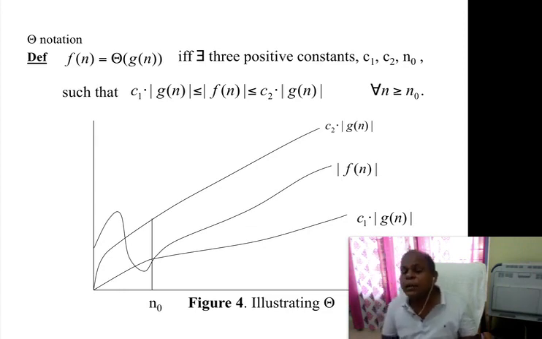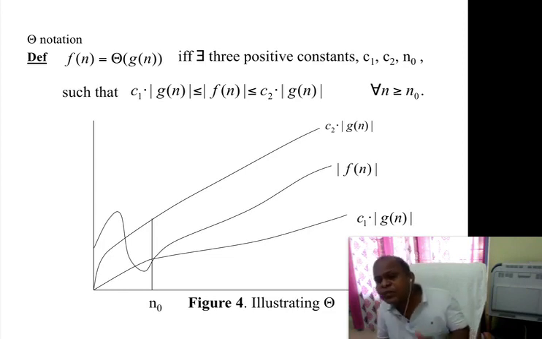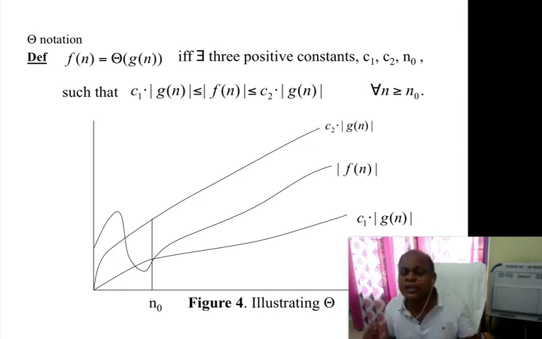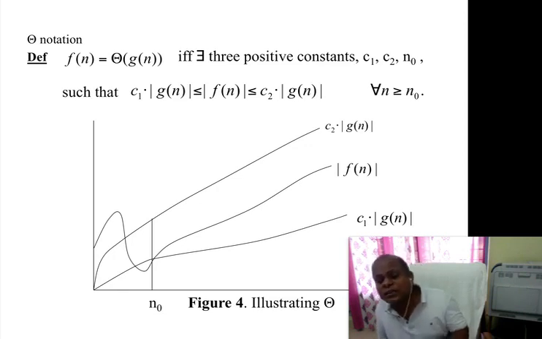That means in this case the value of f(n) is bigger than the value of c1 g(n) and smaller than the value of c2 g(n). That you see in the illustration: f(n) is in between c1 g(n) and c2 g(n) for a particular value of n greater than n0.